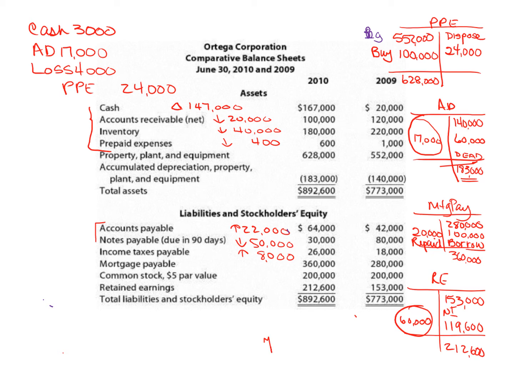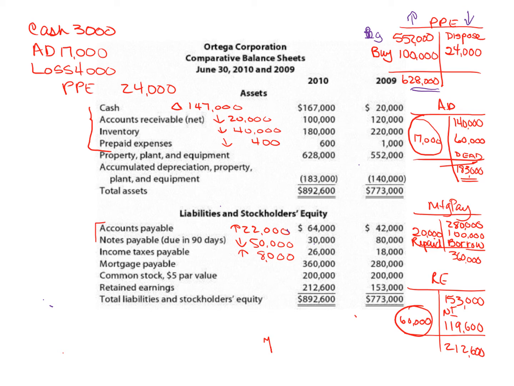It ended the year at $628,000. We know that property, plant, and equipment is increased when we buy it, and it is decreased when we sell or dispose of property, plant, and equipment. Our additional information tells us that we bought $100,000 of property, plant, and equipment, which means that we disposed of property, plant, and equipment of $24,000.